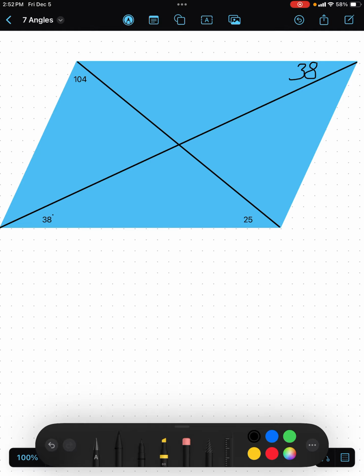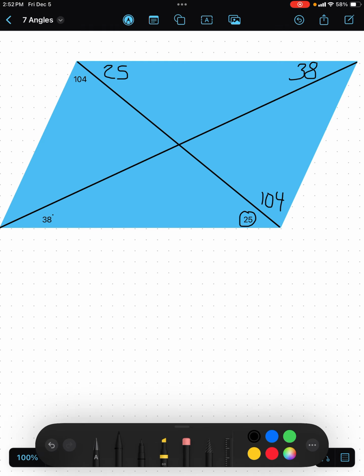We can do the same thing with the 25. It is going to be up there because of this 25 down here. We can also do the same thing with the 104. It is alternate. It is on the other side of the diagonal as well in the opposite corner.